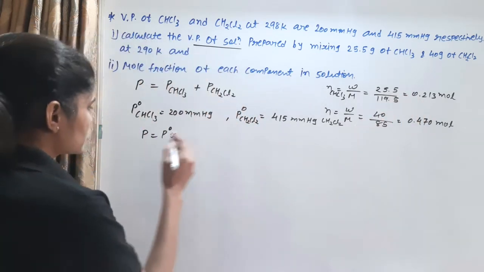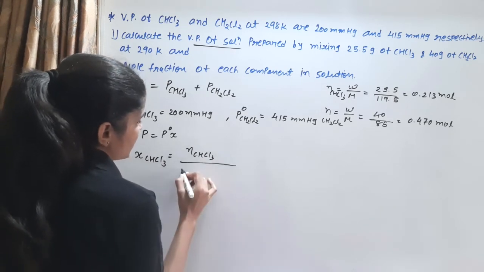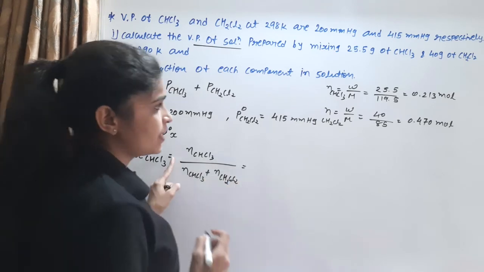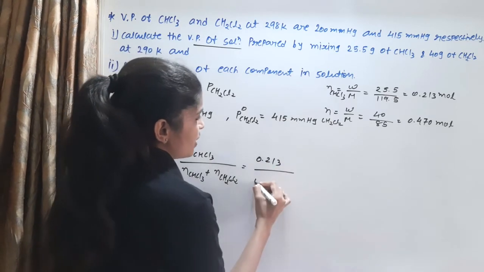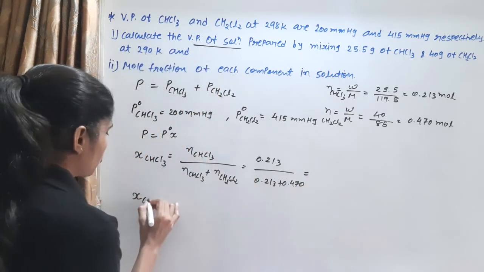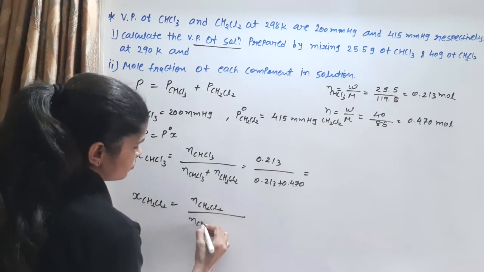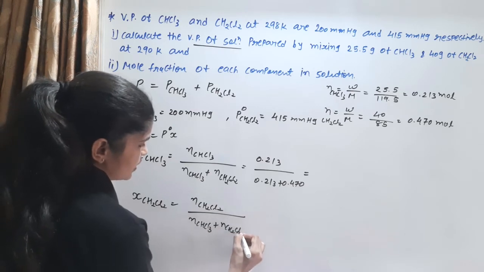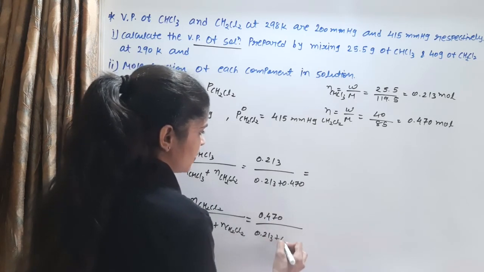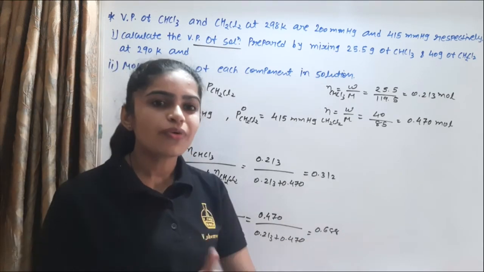Now find the mole fraction. First, the mole fraction of CHCl3 is equal to the moles of chloroform divided by the moles of chloroform plus dichloromethane. That is 0.213 divided by 0.213 plus 0.470. In the same way, the mole fraction of the dichloromethane is the moles of dichloromethane divided by the moles of CHCl3 plus CH2Cl2. This value is 0.470 divided by 0.213 plus 0.470. The mole fraction of the dichloromethane is equal to 0.688.